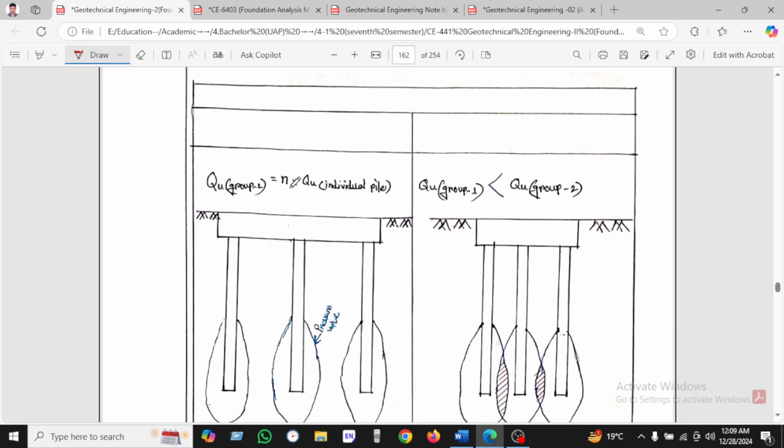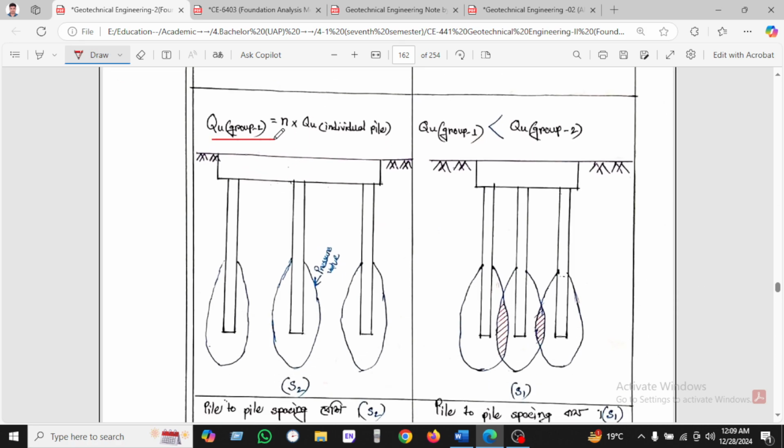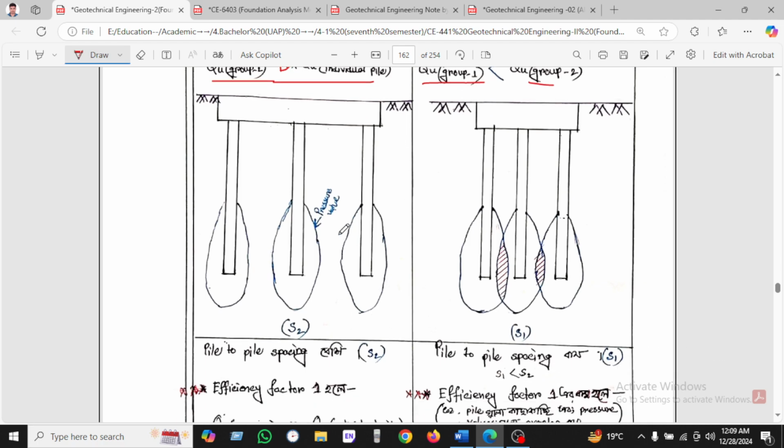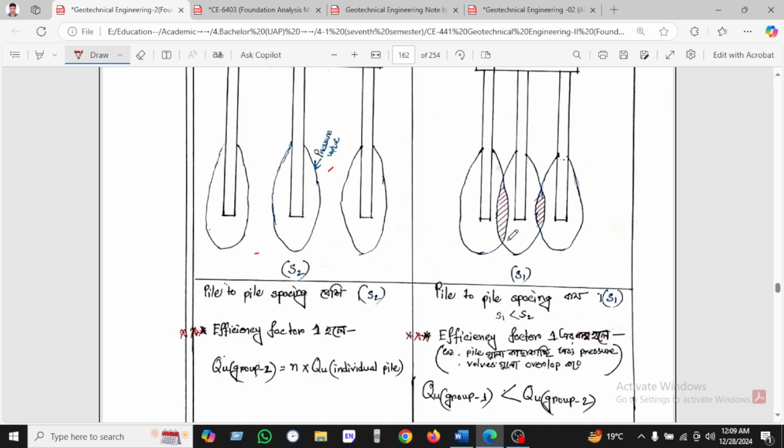Okay, this is the group pile. You can see here the group efficiency factor n into individual. n is the efficiency factor. Group 1 into group 2 has a pressure bulb that is separated. Here the pressure bulb passes over from one pile to another.